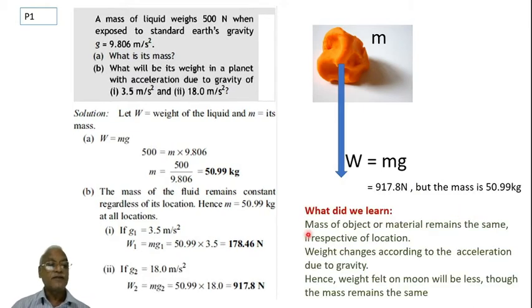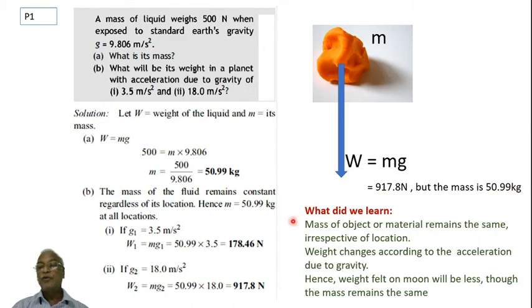situation, the acceleration due to gravity, G2, is 18 meters per second squared, almost double that on the Earth. So now what happens? The weight W2 is equal to m into G2. Substitution will give you 917.8. So weight becomes 917.8 newtons, but the mass still remains the same.